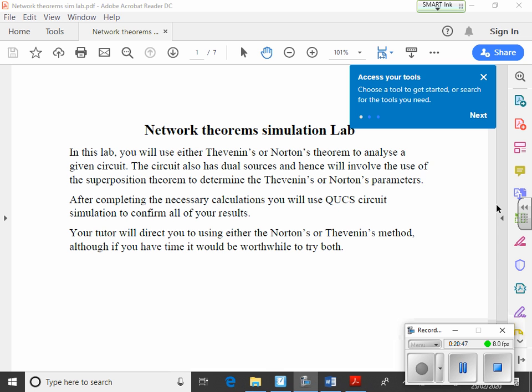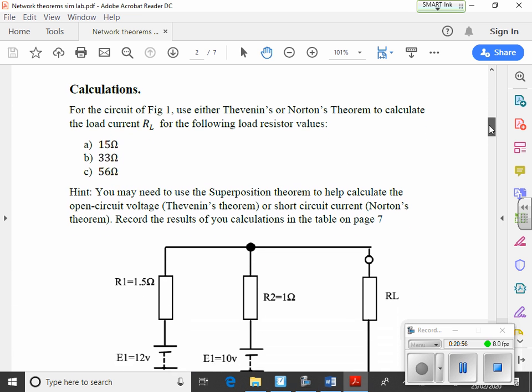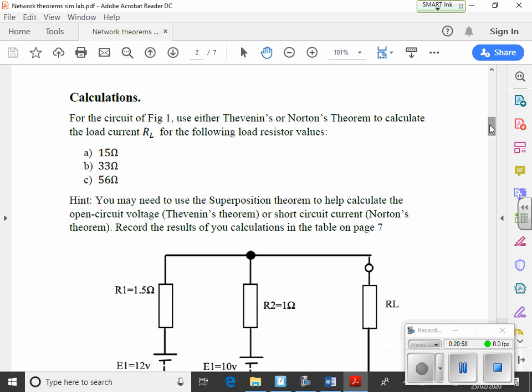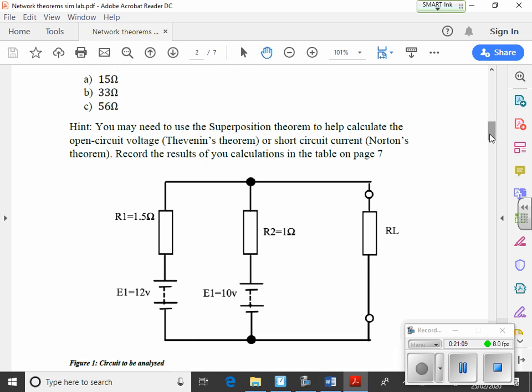On the second page of your handout, you've got the complete circuit that you're going to analyse. For the circuit of figure 1, use either Thevenin's or Norton's theorem to calculate the load current in RL for the following resistor values: 15, 33 and 56 ohms. Hint, you may need to use the superposition theorem to help calculate the open circuit voltage for Thevenin's theorem, or the short circuit current for Norton's theorem. Record the results of your calculations in the table on page 7.